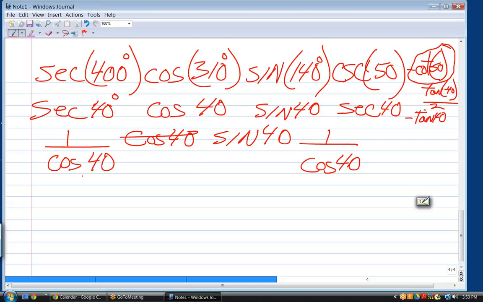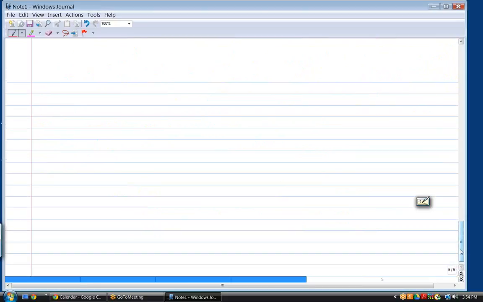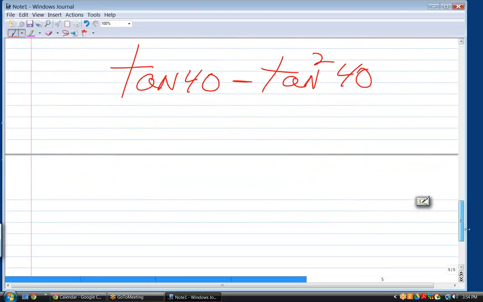So one of these cosines takes out that, and I end up with sine of 40 over cosine of 40. What single trig function is that? Tangent. So now I have tan of 40 minus tan squared of 40. So I might have been wrong on the first problem, we might have had the answer. It doesn't look like they all are going to be 1 or minus 1.